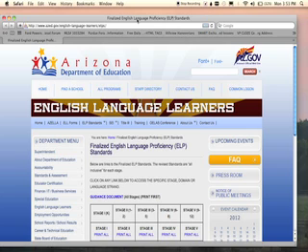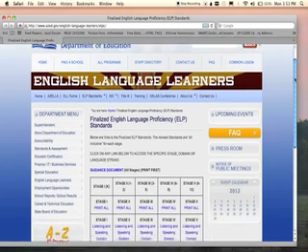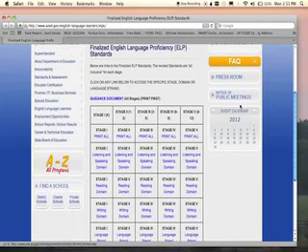This particular lesson was geared toward a 3rd to 5th grade class. So I am going to look at stage 3. Stage 1 corresponds to kindergarten, stage 2 to 1st and 2nd grade, stage 3 to 3rd through 5th grade, and you can see stage 4 is middle school and stage 5 is high school.